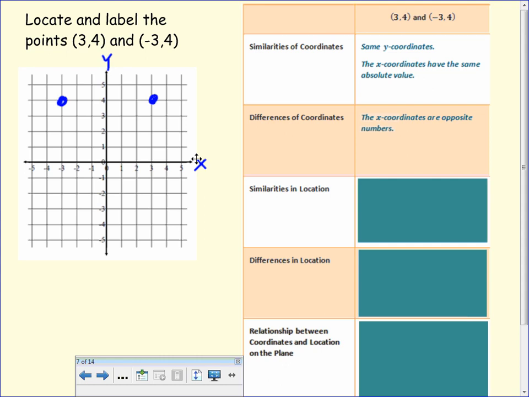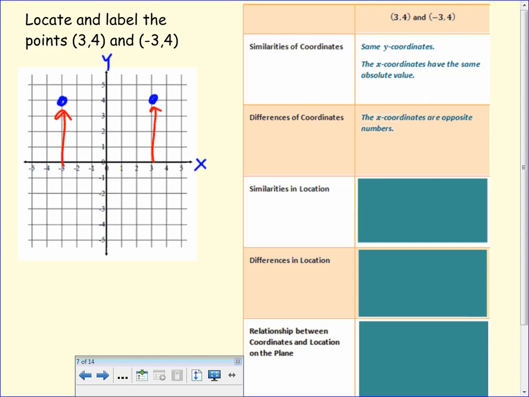Now, what's the same about their location? When we're talking about location, we're talking about their relationship or distance from one of the axes. So what can we say is the same about their location? Where are they both located? 3 units away from the y-axis. Which way away? You said they're 3 units away. Get more specific.